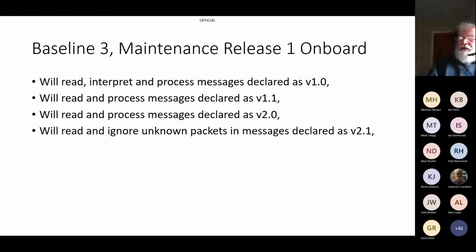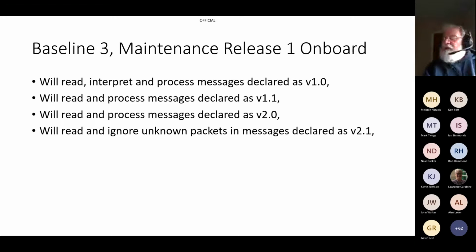But similar to the baseline 2 train, it will read but ignore any unknown packets in messages declared as 2.1. So again, it can work with a slightly newer version of the trackside, and it will just ignore things that don't matter. And presumably, although a system version 3 doesn't exist, if you did send a message to a baseline 3 release 1 train with a system version of 3 dot anything, it would trip. Yes, exactly the same process.